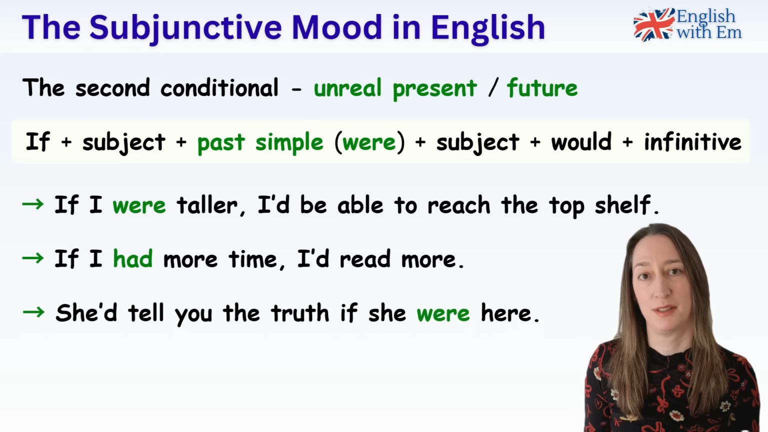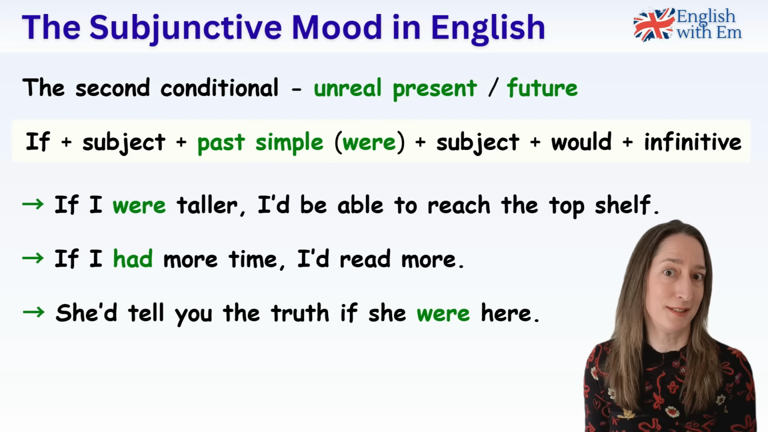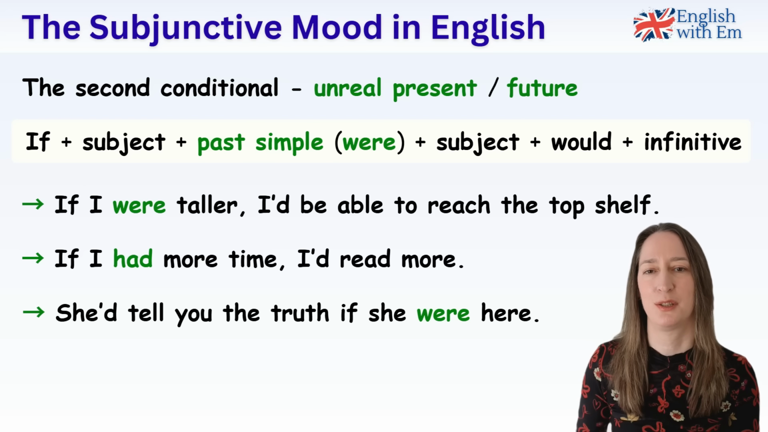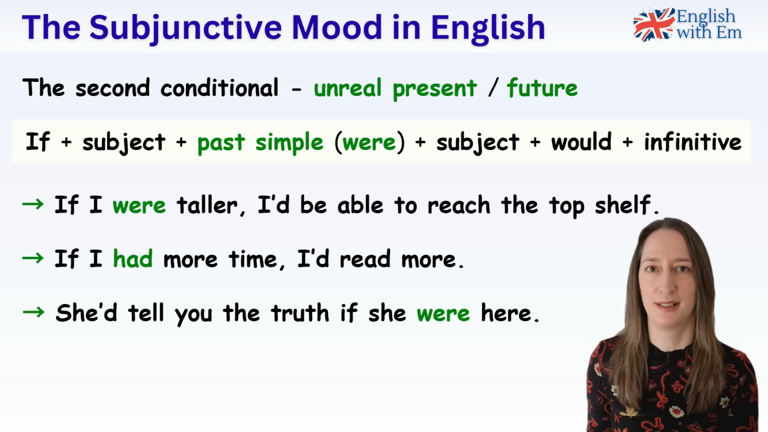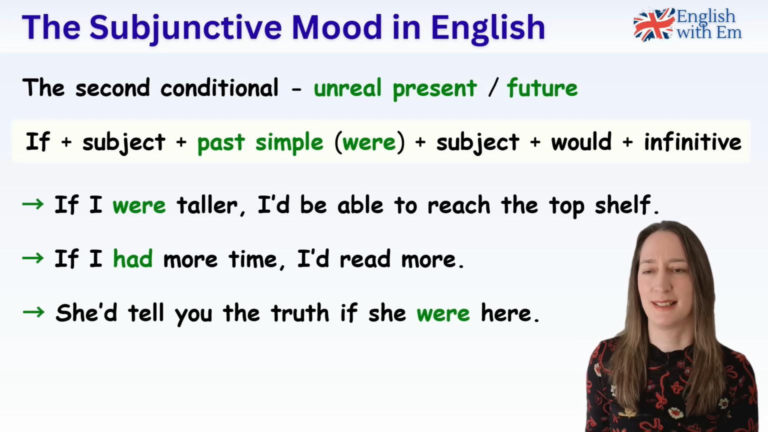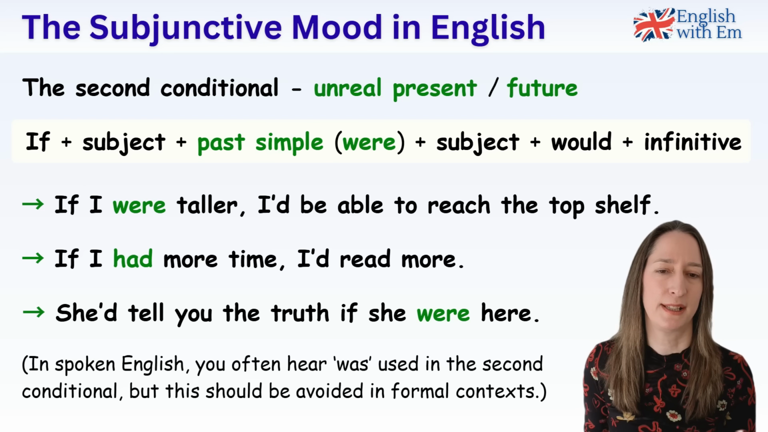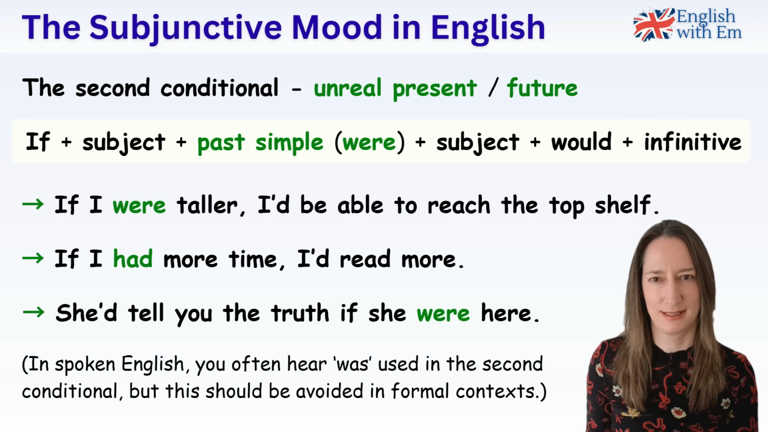She'd tell you the truth if she were here. She's not here, so she can't tell you the truth. So we're referring to an unreal situation. I do have a series of videos about the conditionals, so if you'd like to learn more, check out the playlist in the description. And it's worth pointing out here that in spoken English, you often hear was used in the second conditional, but this should be avoided in formal contexts.